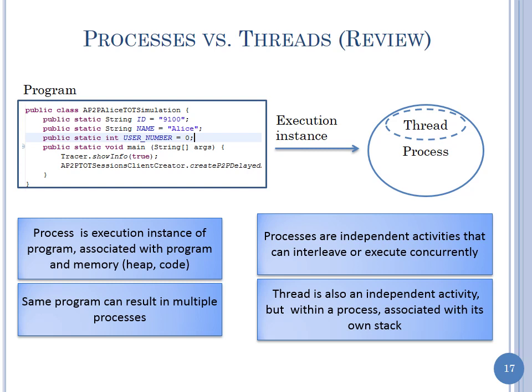So all threads within a process share its code, its global static variables, and its heap. Okay, and what they have that's private is their stack. So each thread has a separate stack, and that can work independently. Okay. So how do we create a thread?